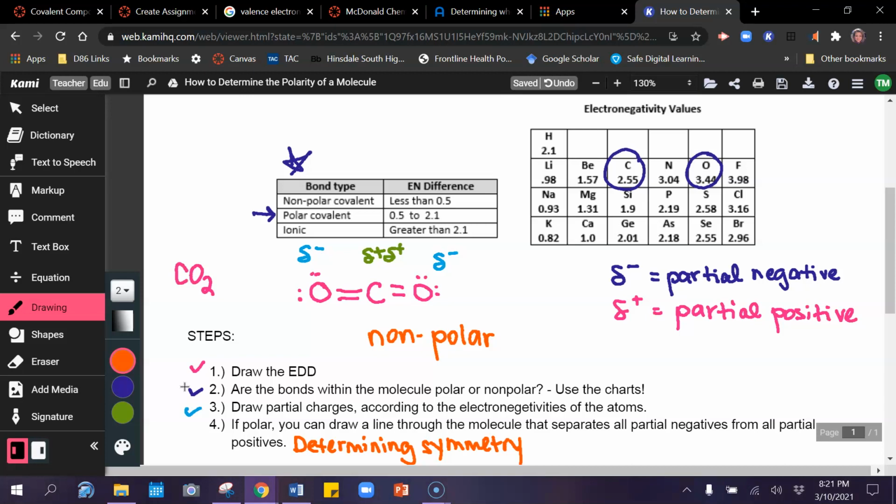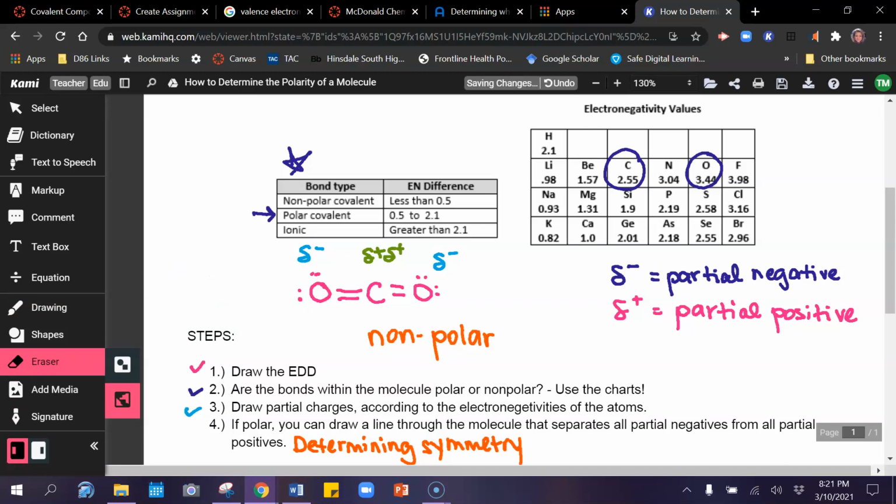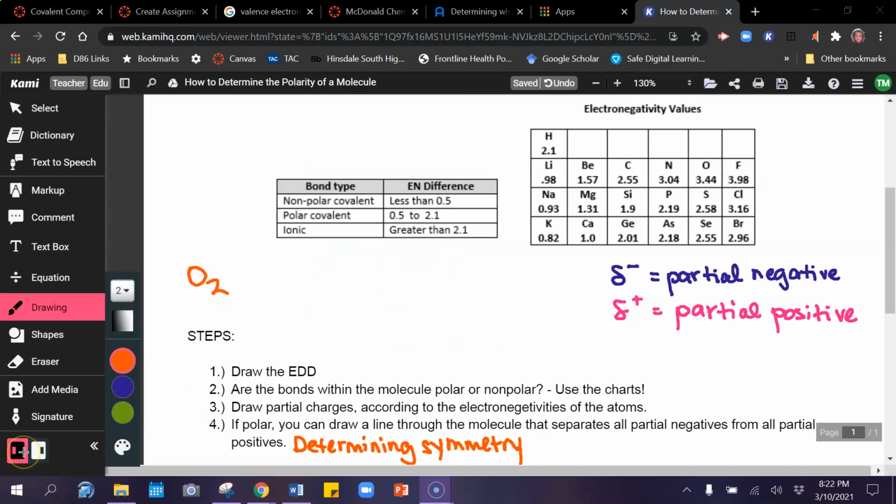My big takeaway for you for this example is that shape matters. So I can have polar bonds in a molecule, but if its shape allows it to be nonpolar, then it's going to end up being nonpolar if you have symmetry. So if you've got symmetry, then you've got a nonpolar molecule. All right. Okay, so let's just do one more example here.